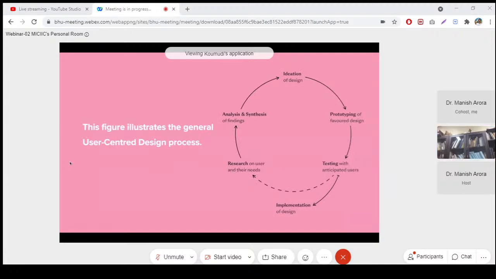This figure illustrates the general user centered design process. UCD is a bottom up process. Therefore, it begins with a deep study of the user's demographic, behavioral, social, and psychographic profile. Designer adopts a mix of quantitative and qualitative research, such as surveys, interviews, observations, or immersions, to empathize with the user.